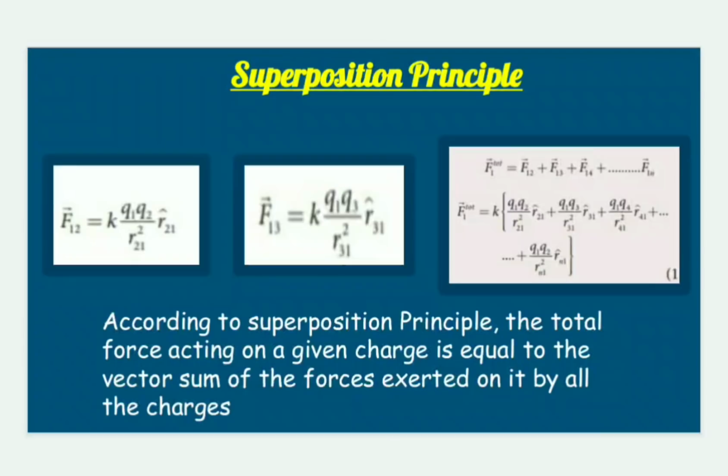Now as I told you already, we are going to find out the total force. In order to do that, what we have to do is find out the individual forces and then add them all. Okay, so this is F12. What is F13 now? Very simple, replace 2 with 3. So that will give you F13: K into Q1 Q3 by R31 square R31 cap.